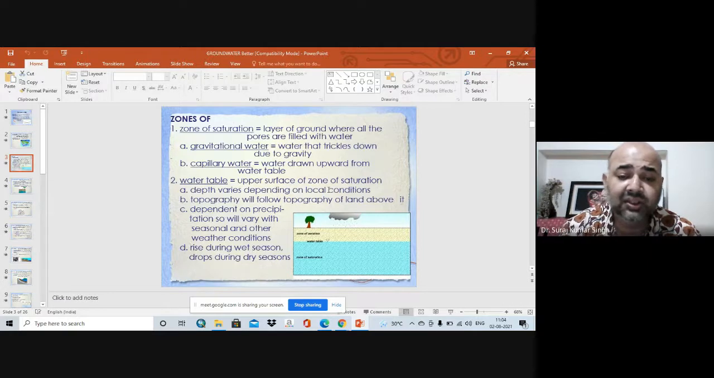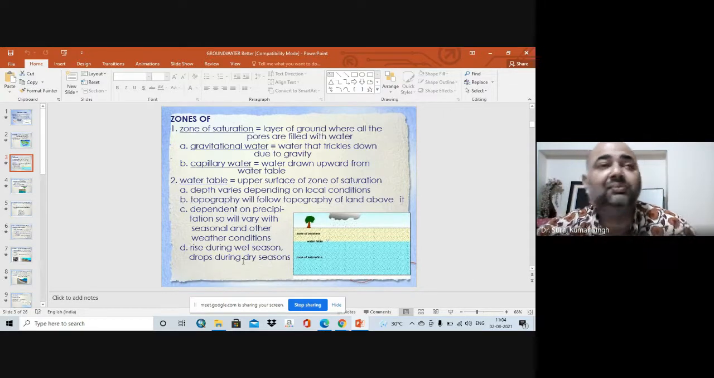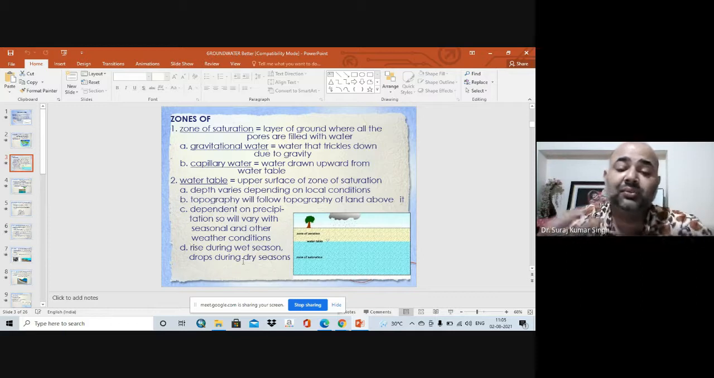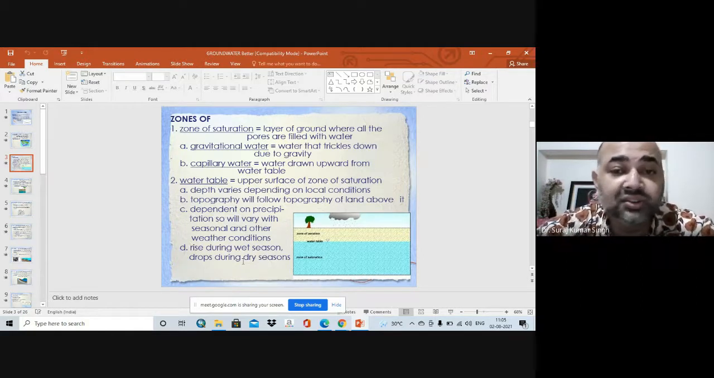So it all depends on such features. Then you have a rise during wet seasons and drops during dry seasons. So what you will have, this water table, if you compare when we go for research, we use water tables of different seasons. Generally, we classify the water table into two different seasons.